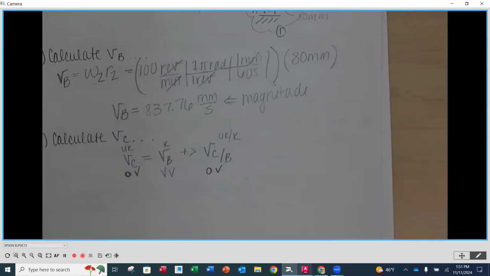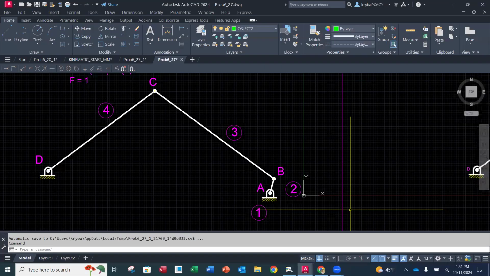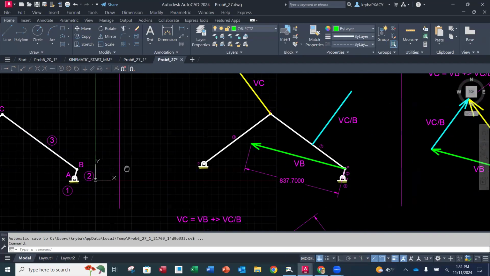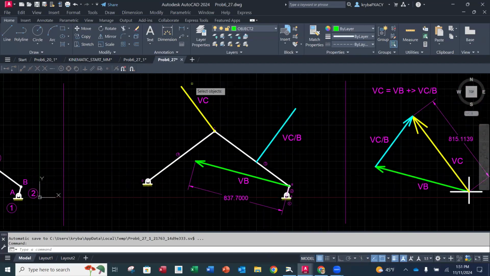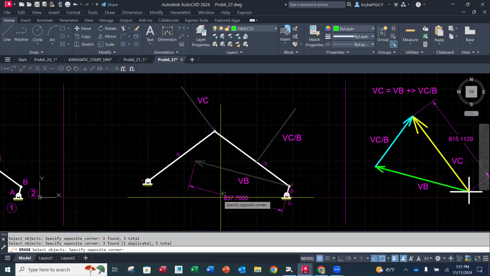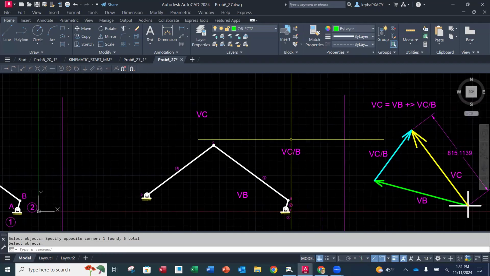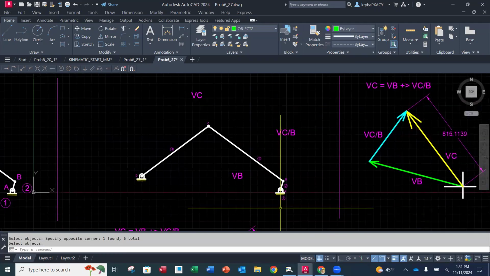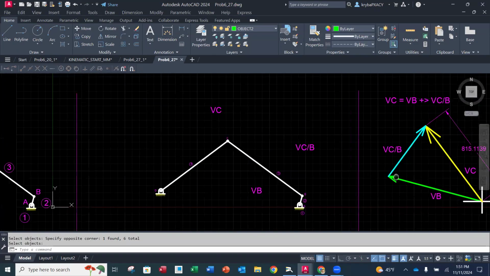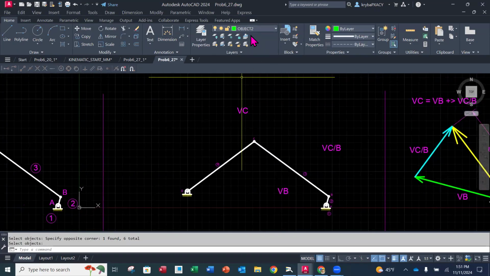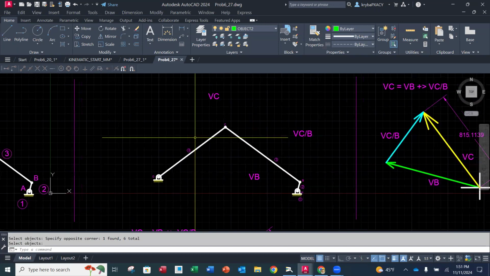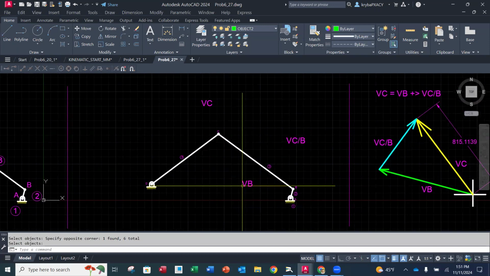So I'm going to go back to AutoCAD. The first thing that we're going to do, and I kind of did this over here, is I'm just going to do the lines for you guys. I'm going to leave my variables there. So I'm going to use green here. You can use whatever colors you want. But I'm now going to start with my velocity of B. So this is putting it on the actual kinematic diagram and using the kinematic diagram to get my directions.